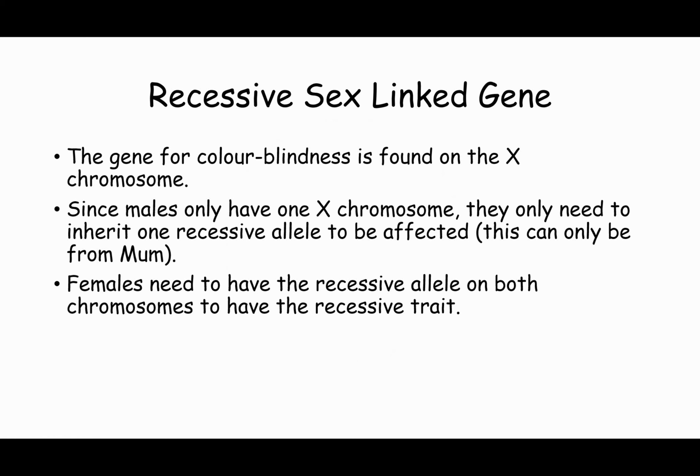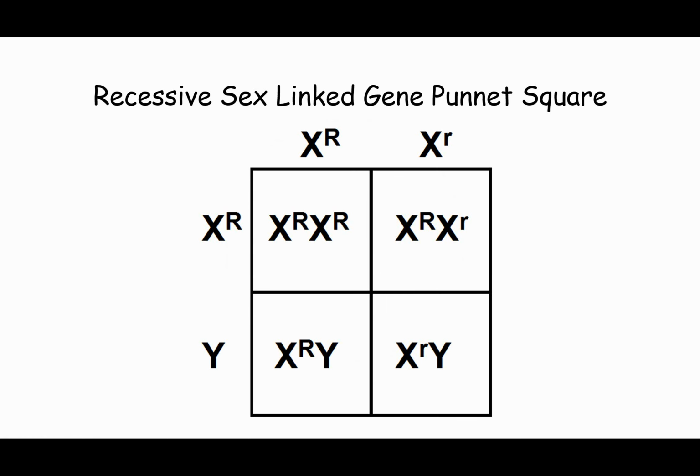Females, on the other hand, need to have both X chromosomes with that recessive allele. So they would need to have a colorblind father and a mother that was also colorblind, or a mother that was a carrier, so that she would receive both recessive alleles and be colorblind. So it's much more likely you'll find a male that's colorblind than a female that's colorblind. And then here is our Punnett square to show it. Again, like I said, the Punnett squares are getting a little bit more complicated.